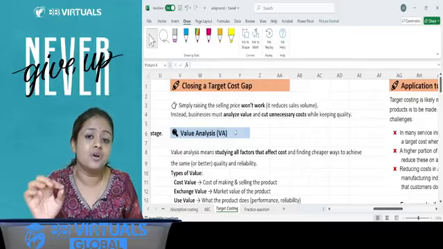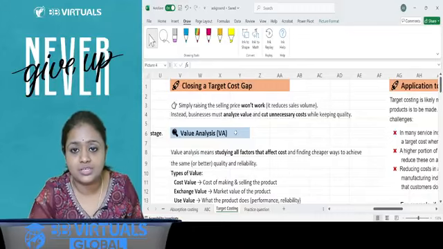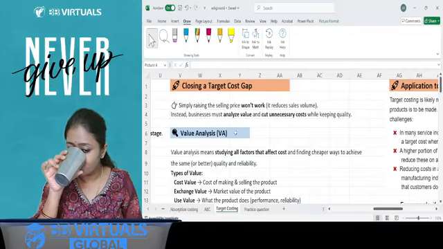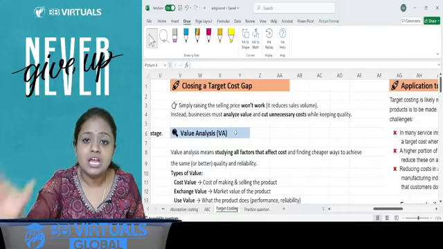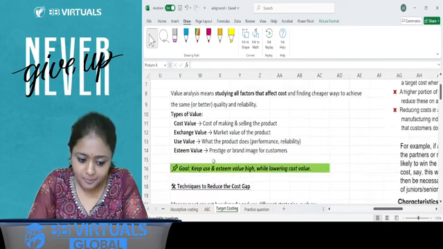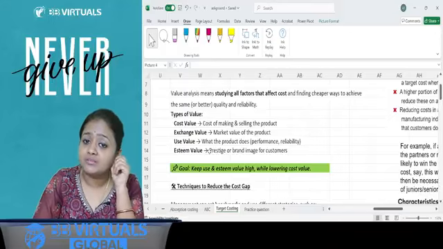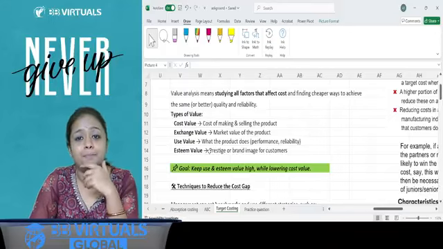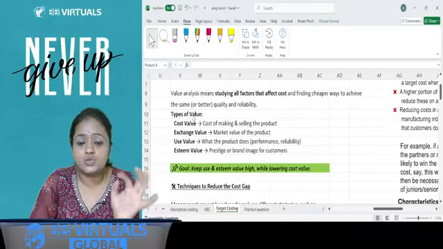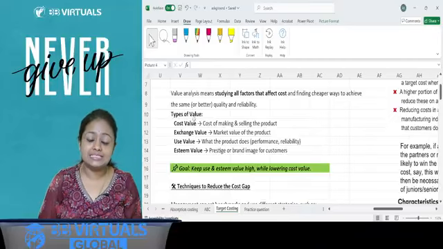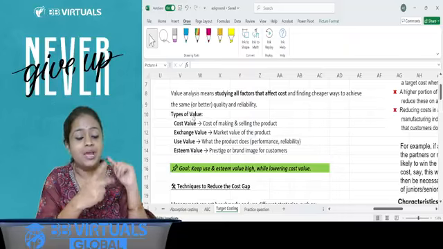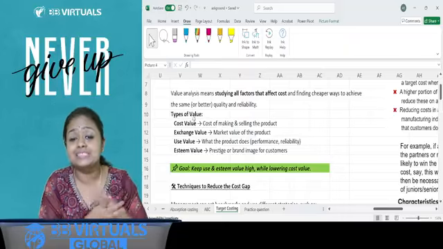Just ensure, again, the same point, that the cost reduction should not be at the cost of quality. Your cost reduction should never be at the cost of quality and reliability. What are the types of value that the product can serve? Let's take the example of iPhone. I really want to take that example. So as per value analysis, the values that a product can serve are divided into 4 values: cost value, exchange value, use value, esteem value.